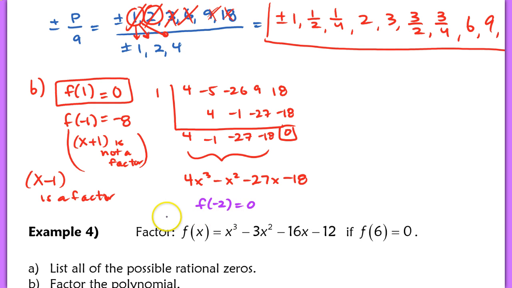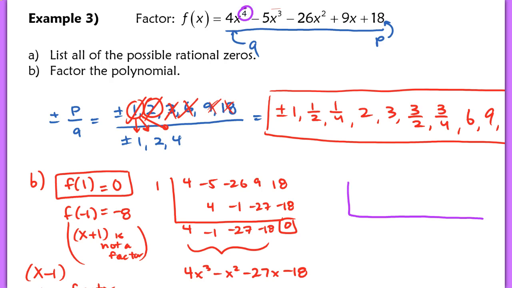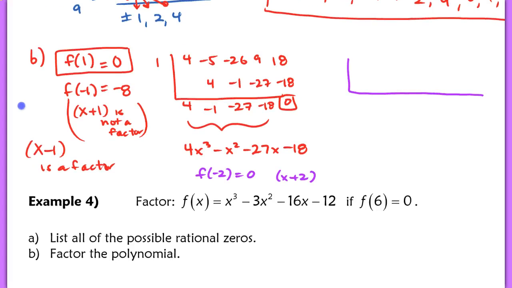So negative 2 is a zero of this function, and we can make x plus 2 another factor of this polynomial. I'm going to use synthetic division again. When you have something of higher degree, like that quartic we started with, you need to use synthetic division twice, or factor theorem more than once. So we've got negative 2 on the outside here, and I'm going to use 4, negative 1, negative 27, and negative 18, the coefficients of this new polynomial.